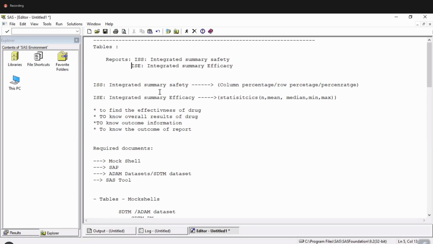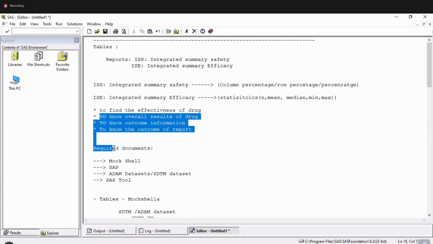Based on this review only, they can understand how the drug is performing, how effectively the drug is working. So overall, what is the final result of the drug? You can get to know from these reports only. To know the final outcome information, you can get it by seeing these reports. End of the day, the meaning will be the same. To know how the drug is performing, you can refer to these tables.